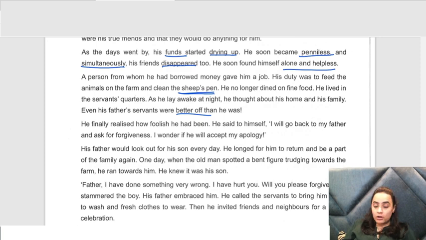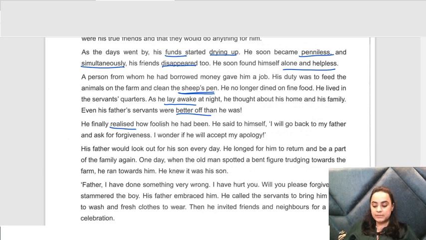He was no longer able to give himself the fine food that he would eat earlier. He lived in the servants' quarter. And one night when he was lying awake, so he could not sleep, he thought about his home and his family. And he realized that the way his father kept his servants was better than the way he was treated as a servant. He finally realized how foolish he had been.